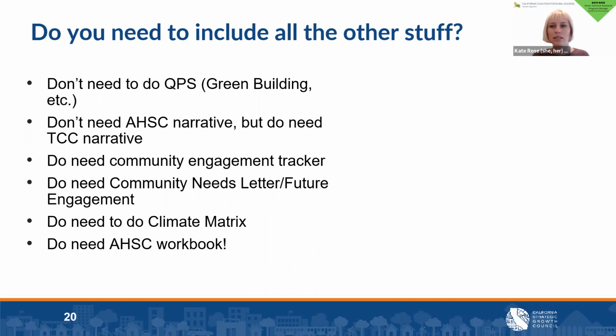Similarly, you don't need to complete the ASIC narrative. You will instead need to complete a TCC narrative. And just to note here, you do also need to complete the community engagement tracker, the community needs letter of support. And a note here, if you're planning future community engagement, you have the option to include that within the letter of support too. You do need to do the climate matrix and the ASIC application workbook. Ask your TA provider for guidance on what components of the ASIC workbook you'll need to complete as it pertains to TCC. Next, I'll go ahead and pass it over to Clancy to kick off our Q&A.